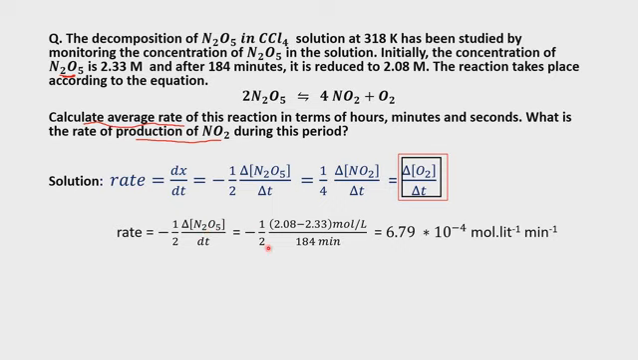equal to minus of, delta means change of the N2O5. Look here, change of the 2.33 and 2.08: 2.08 minus 2.33 mole per liter, delta T 184 minutes. So this is our answer, 6.79 into 10 power minus 4 mole per liter per minute, mole liter inverse minute inverse. Next one.